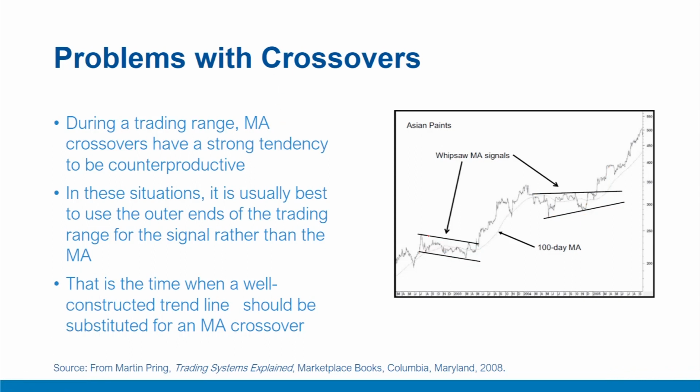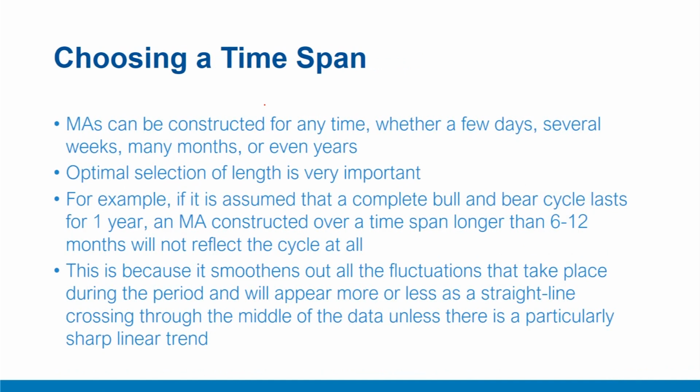Such false signals can be eliminated by constructing these trend lines where trading in ranges is identified, and signals generated within these trend lines can be disregarded or filtered out. Please note that MAs can be constructed for any time period, whether a few days, several weeks, many months, or even years. Optimal selection of length is very important.